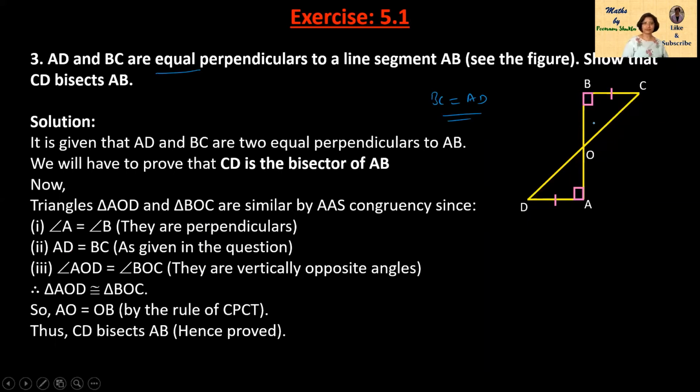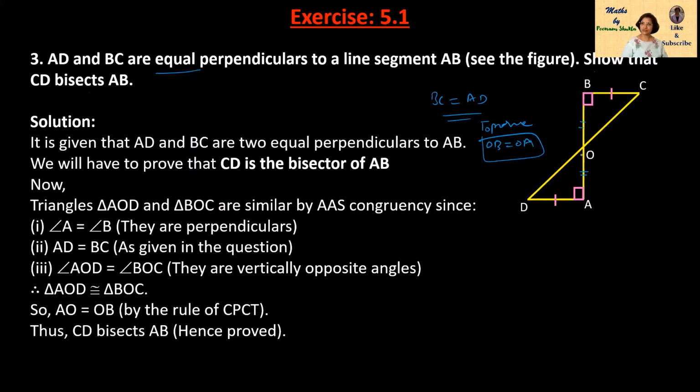We have to show that CD bisects AB. To show that CD bisects AB, these two parts should be equal, right? So what do we have to prove? OB equals OA. If we prove this, then we can say that CD bisects AB. So for that, what can we do? We should prove these two triangles are congruent. Then any of the sides will be equal. Then we can say that OB equals OA.